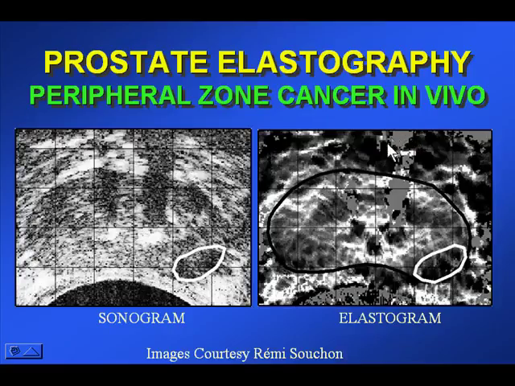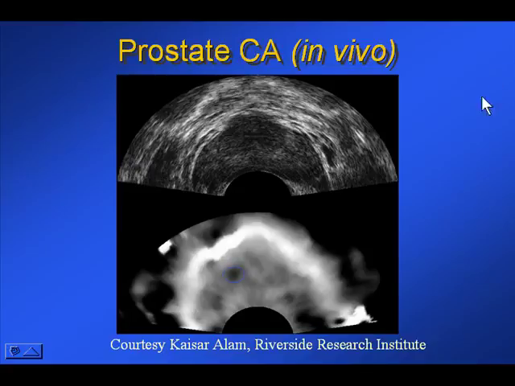Here's another example of a prostate cancer, courtesy of Ramesh Sushan from France, showing the lesion on the sonogram and the hardness of the lesion on the elastogram. And yet another lesion, more recently imaged courtesy of Kaiser Alam at Riverside Research Institute, showing a small prostate cancer showing up as a small, dark, hard area on the elastogram, and not really showing up on the sonogram.